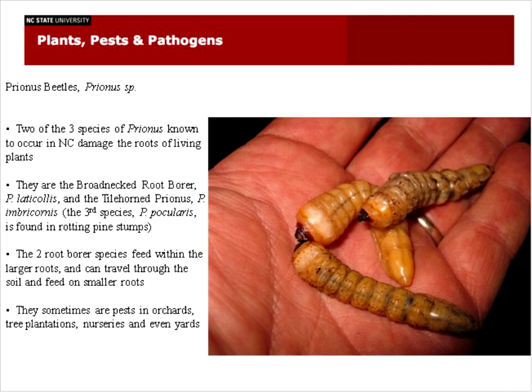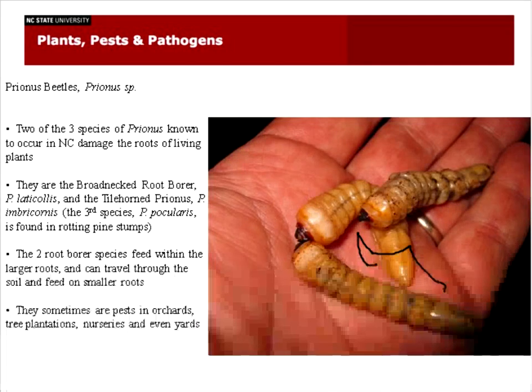The two species that bore within the roots of trees can move through the soil from tree to tree and either bore within the root or perhaps feed on the smaller roots. We had a sample come in one time of hosta where apparently a larva had been grazing on the roots underneath the clump of hosta and just sheared them all off. As you can see, these are not quite mature larvae here.